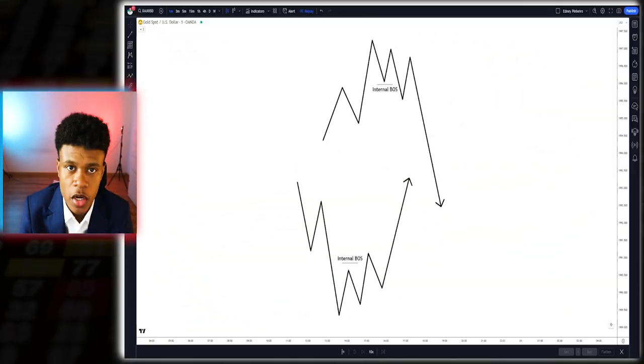So yeah, this is an easy example of how you can identify and use shift of market structure in your favor. Let's talk now about internal break of structure. It's another entry trigger confirmation that most people don't use, but I use, and that's what I care about. That's what's actually worth it. Let's go. Internal break of structure.